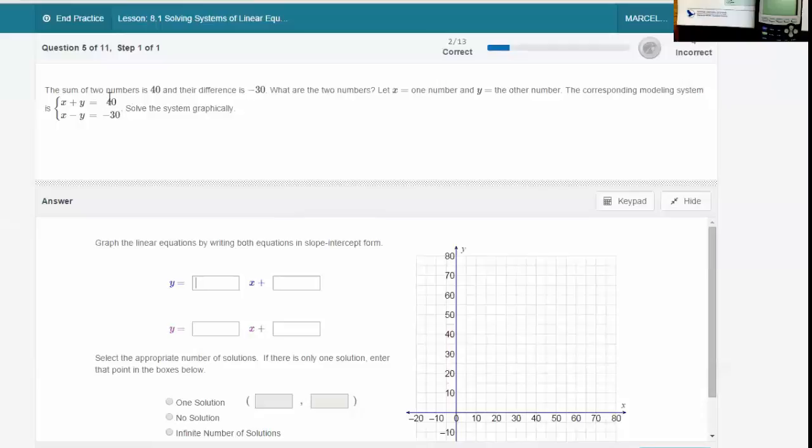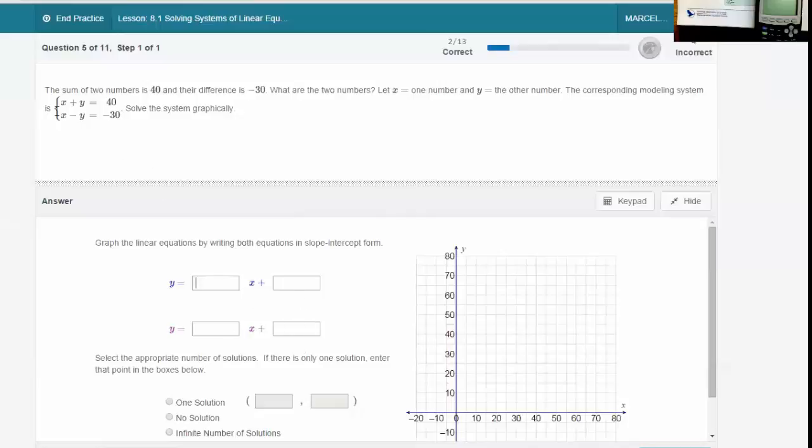So if you read it, the sum of two numbers is 40, so x plus y is 40, and their difference is negative 30, so if I subtract the two, that's where the system comes from, okay? And we're going to look at some story problems here in a little bit, but I just wanted to show you in here. So you do the same thing again.